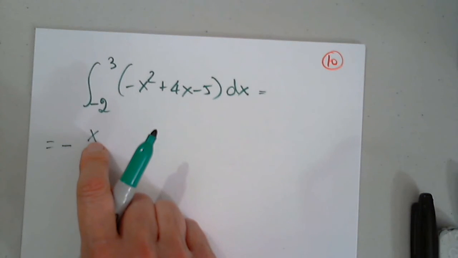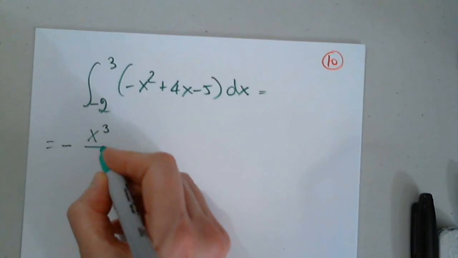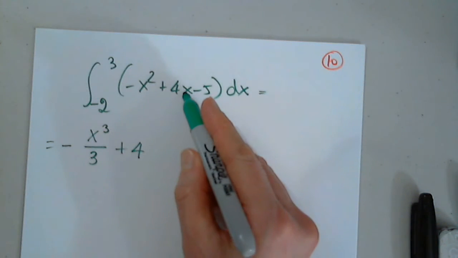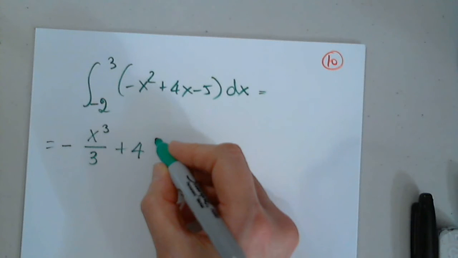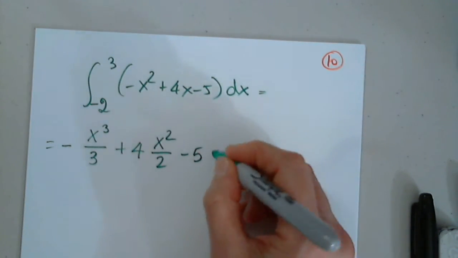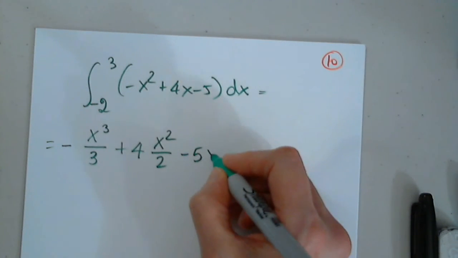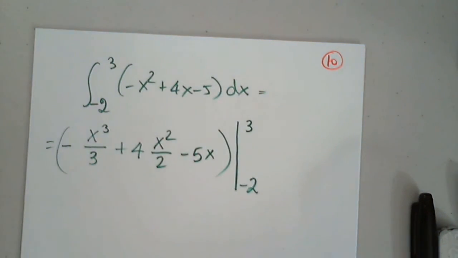But when I differentiate x squared, I will not get x squared. X cubed over 3. X cubed over 3. Are we all in agreement? What function do I differentiate to get x? X squared over 2. Good. What function do I differentiate to get 5? 5x. That's it. From -2 to 3.